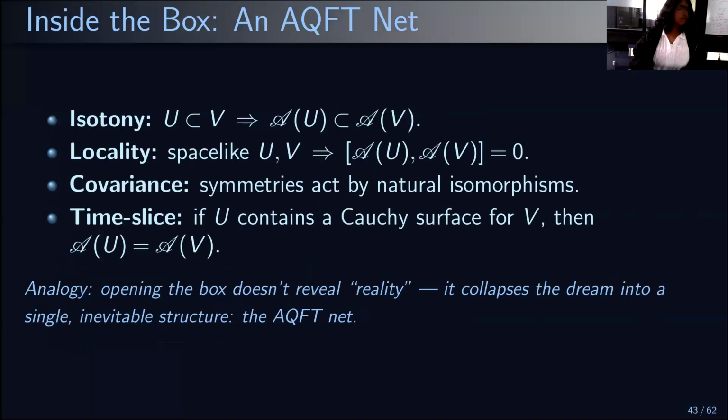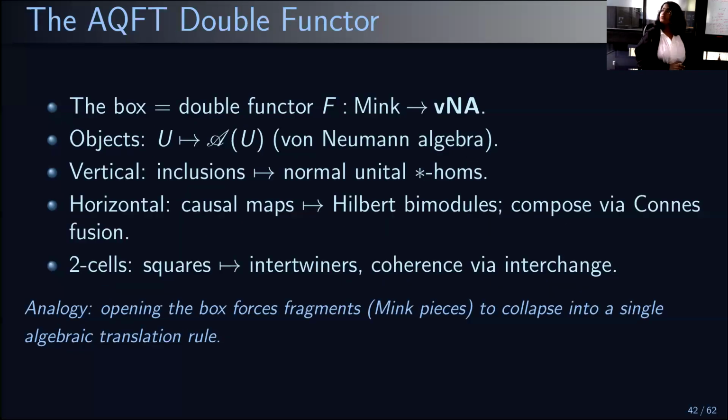Can I ask a question? How do I think about the image, the Hilbert bimodule, which is the image of a causal map? The horizontal cases here, these causal maps.